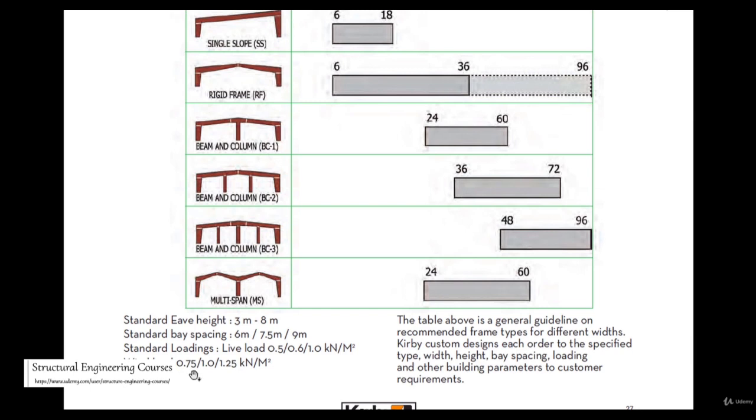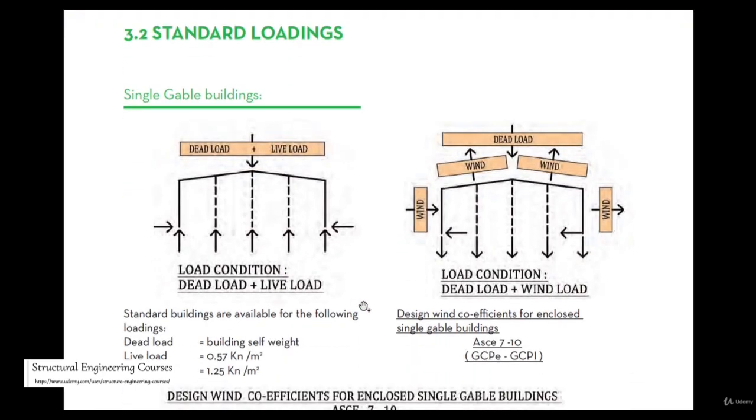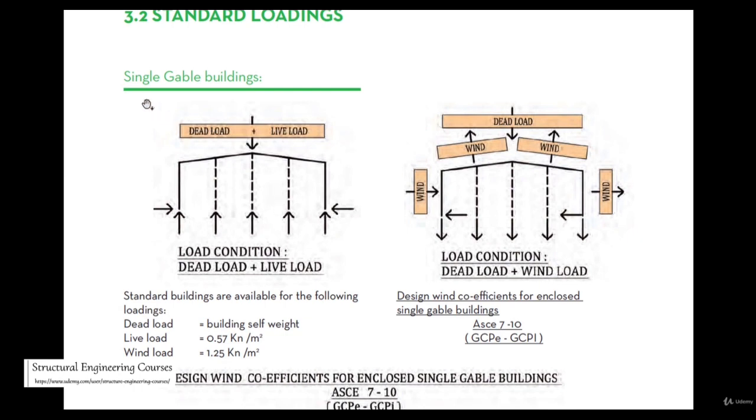Wind load can be in the range of 0.75 to 1 to 1.25 or 1.75 or 2 kilonewton per meter square also. It all depends upon the area in which that PEB is being built. So this is the loading arrangement of a single gable building.